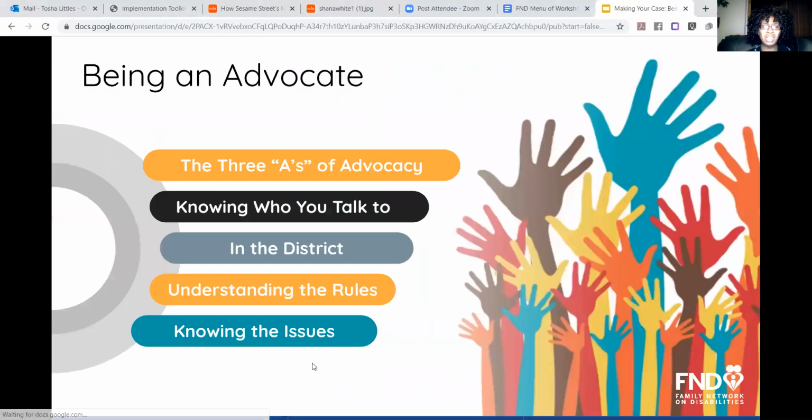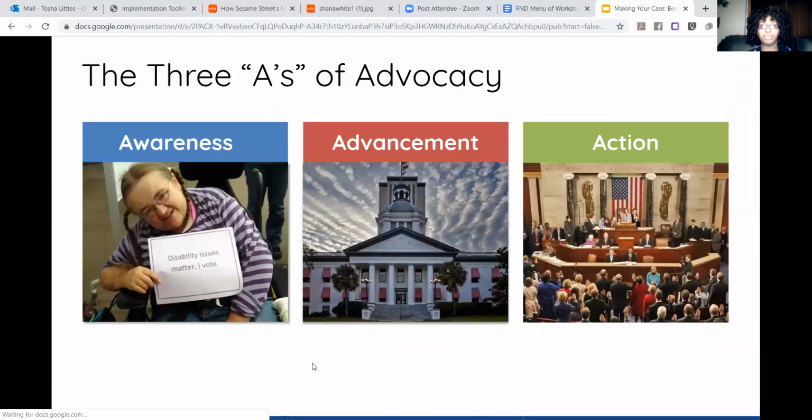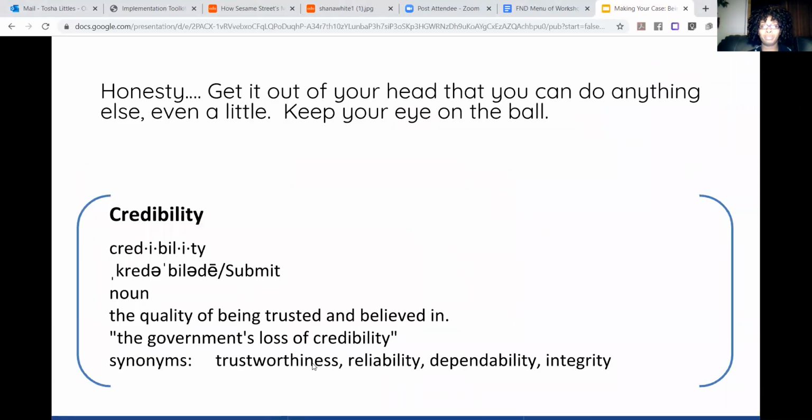So when you think of advocacy, what do you think? Are you thinking about, oh my goodness, there's more than one part? So this presentation is going to talk about the 3 A's of advocacy: knowing who you talk to, who you need to know in the district, understanding the rules and compliancy, and also having a greater understanding of the issue. So the 3 A's of advocacy: awareness, advancement, and action. We'll break these out a little bit later in the presentation.